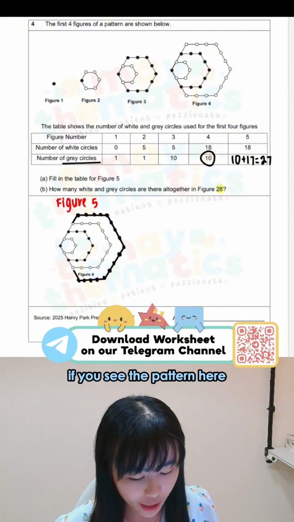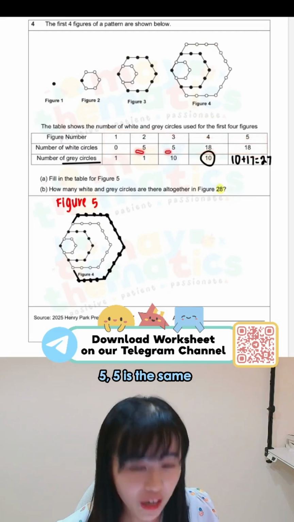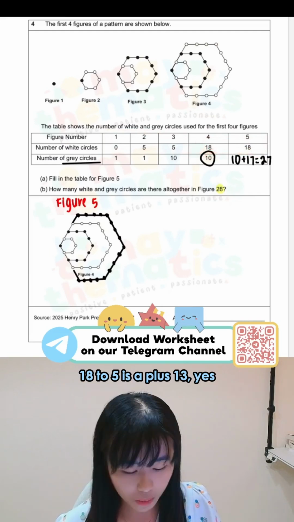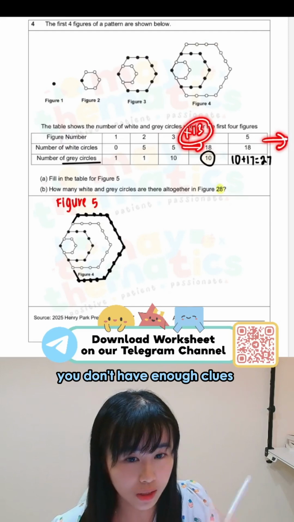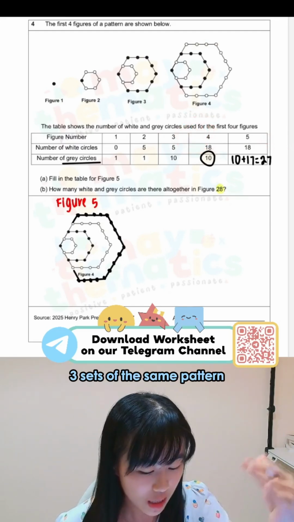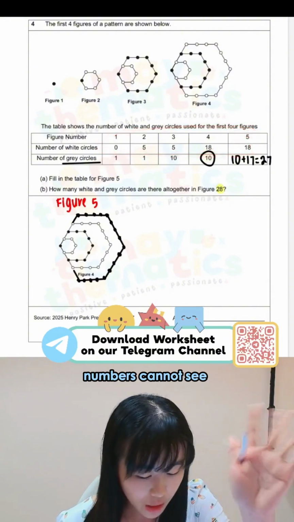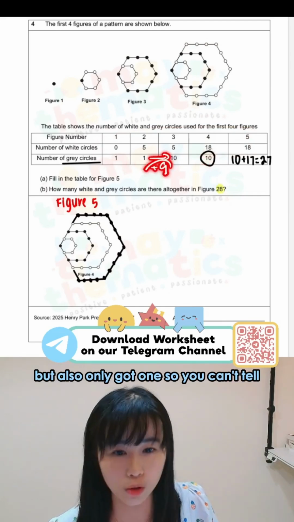But with the listing way, if you look for the pattern here, you can't really see anything. Because why? 5, 5 is the same. 18, 18 is the same. If you look at it like this, 5 to 18 is a plus 13, yes. But it's only 1 plus 13. You don't have enough clues to tell you that you will always plus 13. You need at least 3 sets of the same pattern, then you know it's plus 13. So with this one, no, the numbers cannot show a pattern. This one, 1, 1, 10, 10, yeah, this one plus 9, but also only got 1, so you can't tell.